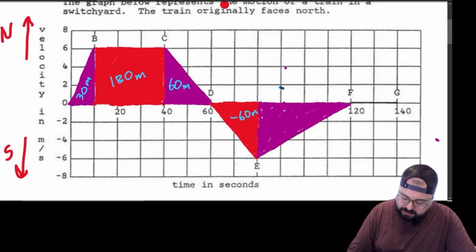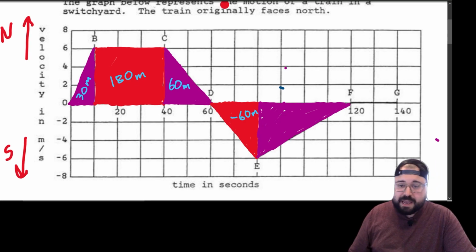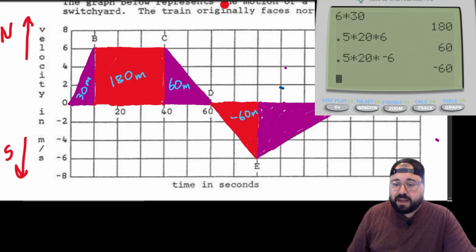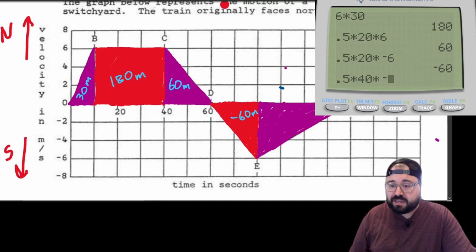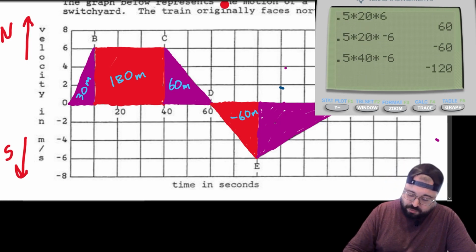All right, here we go. A little sloppy, but hey, we'll take it. So we'll do that same math again. I'll bring the calculator up, except this time we've got 0.5, 1/2 base, which is going to be 40 seconds this time, times our height of, again, -6. So we end up with -120 meters.